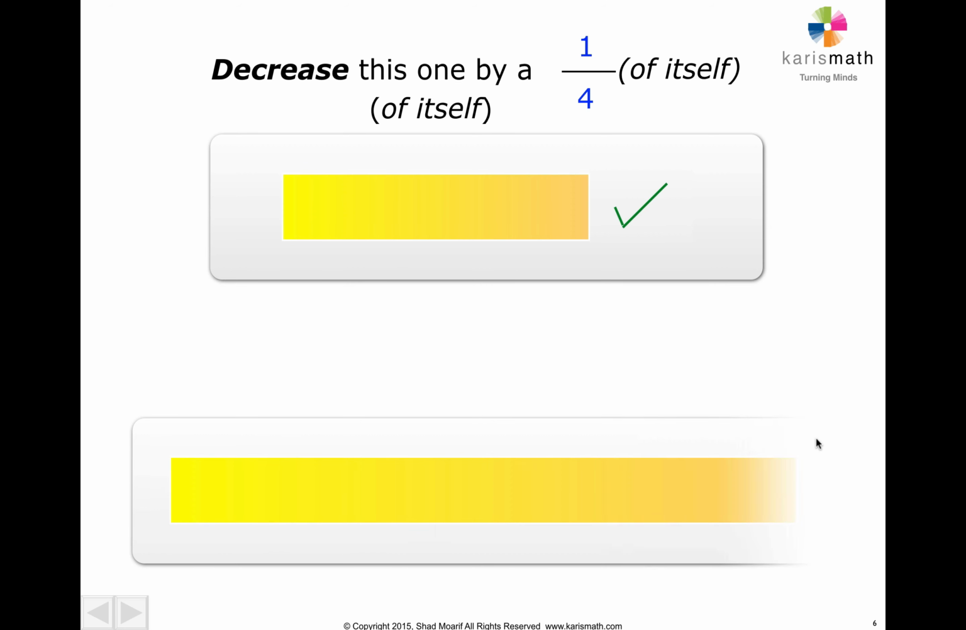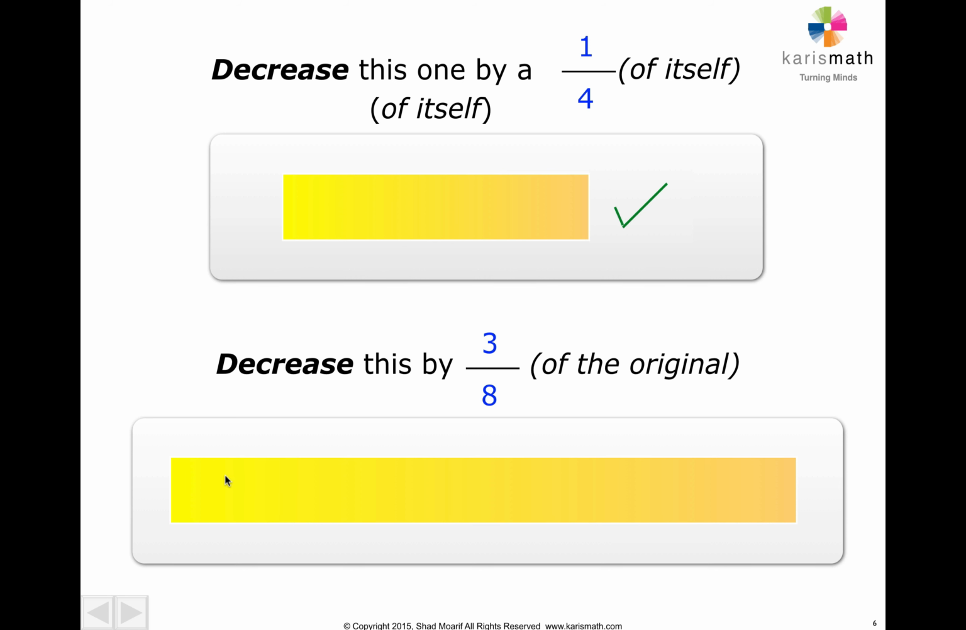Another example. You've got this much. You want to decrease this by 3/8. Break this into 8 equal parts first. 3/8 of this original itself. And then take 3 of these, that's from here to here, and decrease it by this much. And there, that's what you're left with.